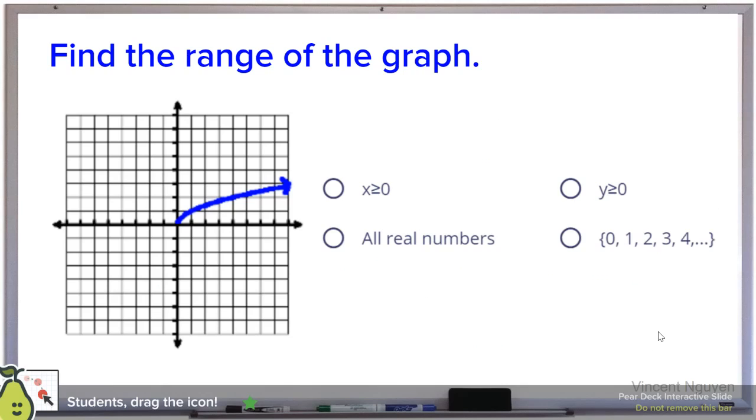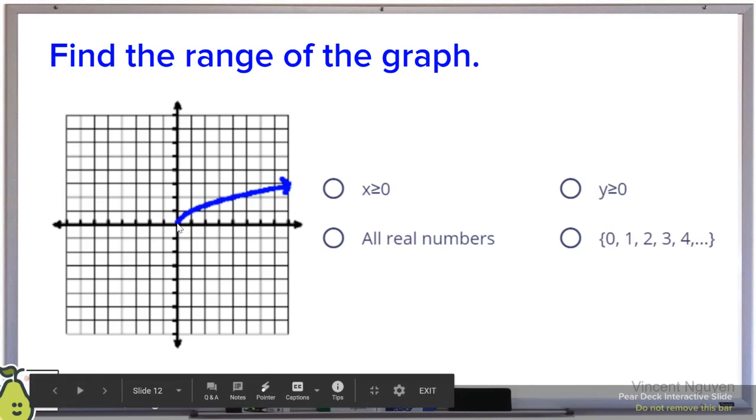Find the range of this graph. Okay. Well, take a minute and try it on your own, and then I will tell you what the answer is. You can pause this video, by the way, or you can fast forward it if you like to get to the later content. All right, so look at this right here.